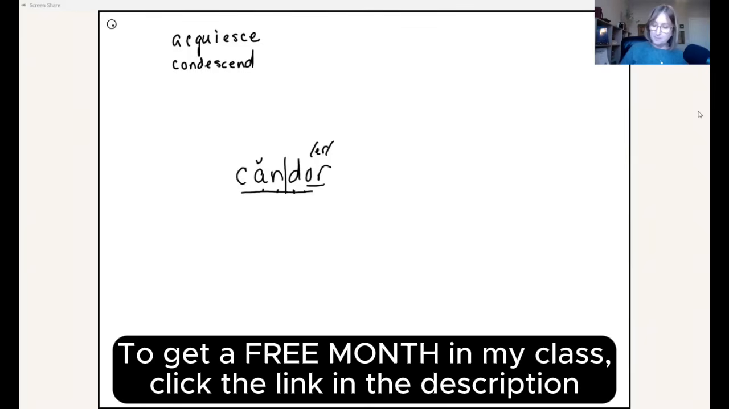So, my friends, what is this word? Acquiesce. This word? Condescend. This word? Candor. Next. Candor means frankness. All right, so here we have a tap 2 rule.